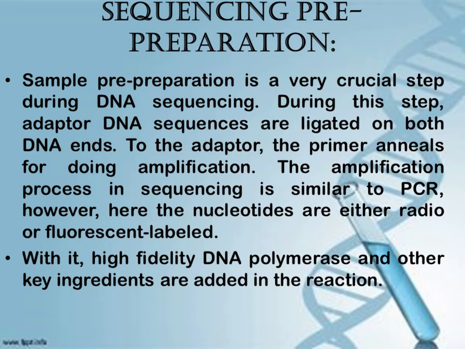The next step in sequence pre-preparation is to perform end repair. In this step, the overhangs resulting from fragmentation are converted into blunt ends using T4 DNA polymerase and E.